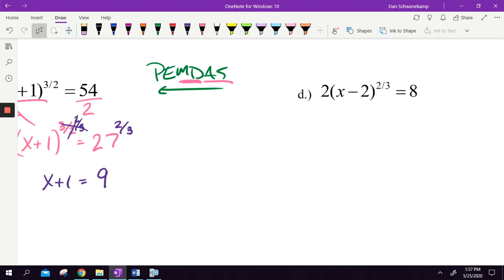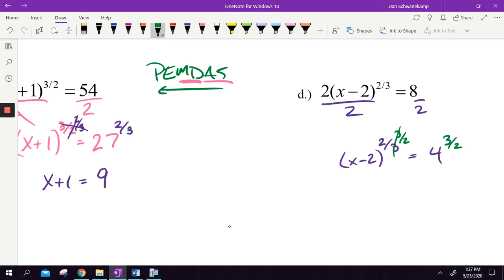All right, let's do this last one. So I'm going to divide by 2, divide by 2. 8 divided by 2 is 4. To get rid of 2/3 power, I'm going to do 3/2. X minus 2 equals 4 to the 3/2 power. So think about what that is.